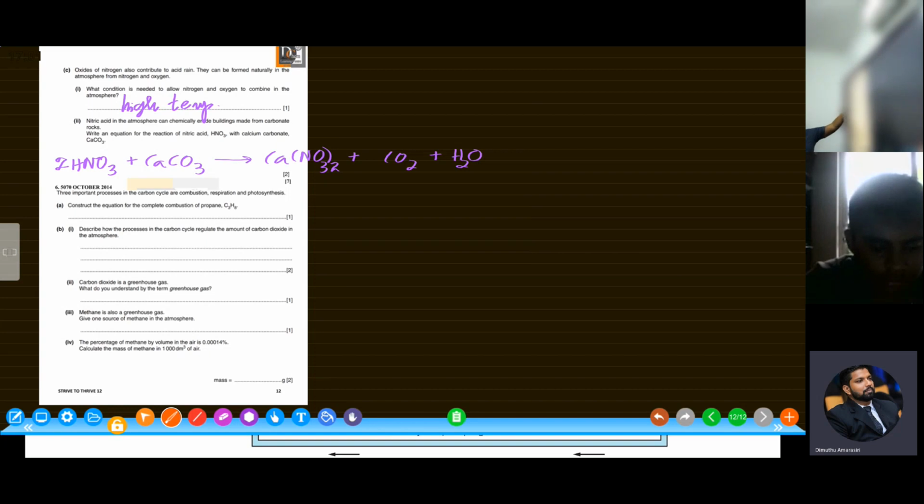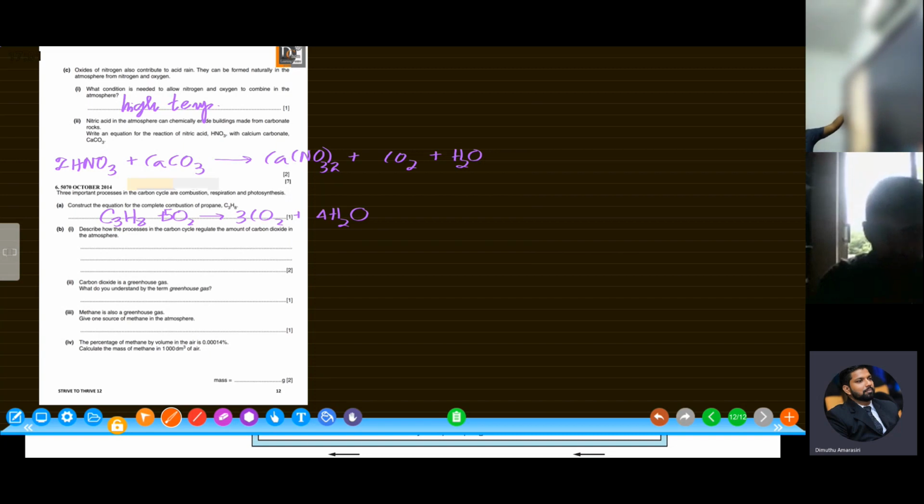Construct the equation for complete combustion of propane. C3H8 reacts with oxygen to give you 3 carbon dioxide and 4 water. Right? And then it's all together, 10 oxygen atoms. Therefore, 5 oxygen needed.